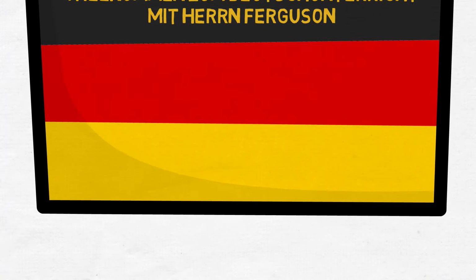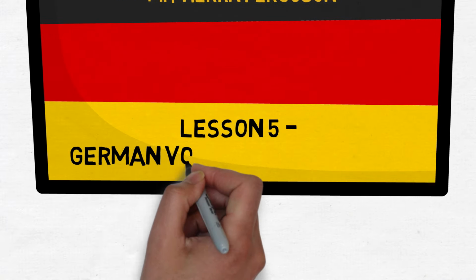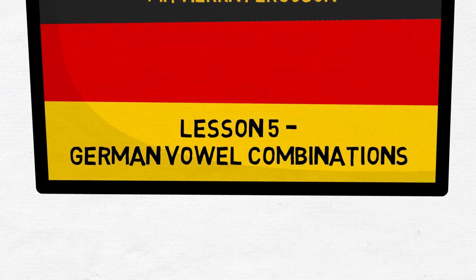Die 5. Stunde, the 5th lesson, ist, wie man eine Kombination der deutschen Vokale ausspricht. Pronouncing a combination of German vowels.